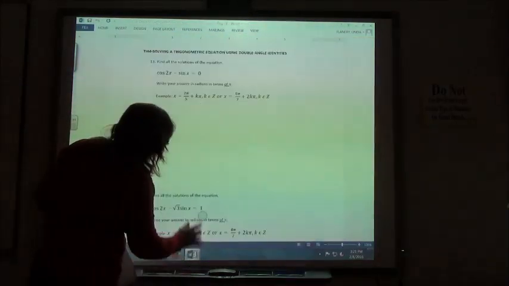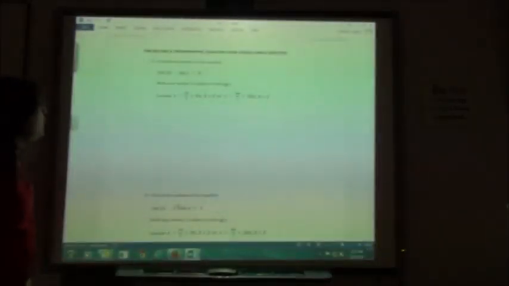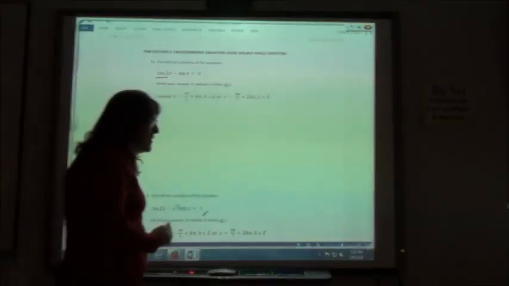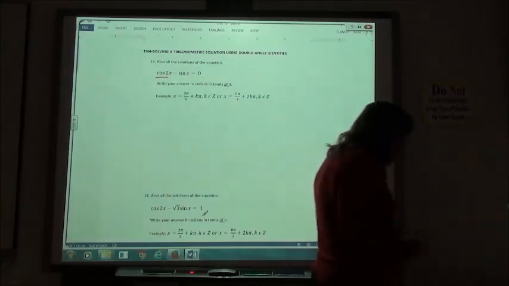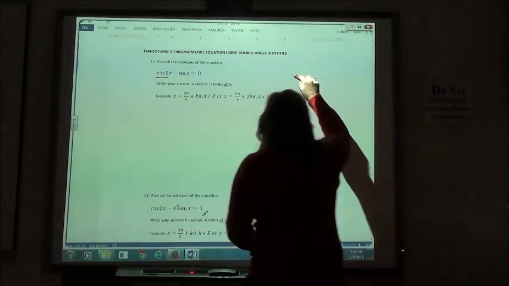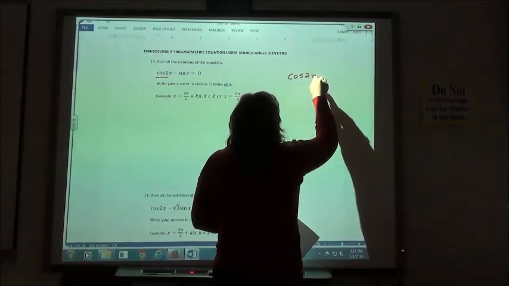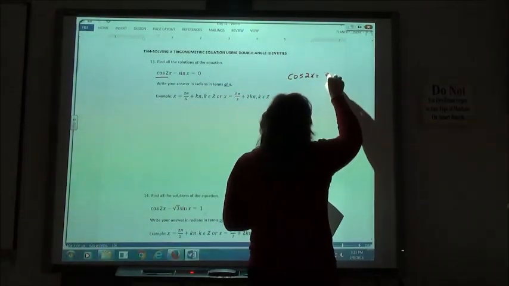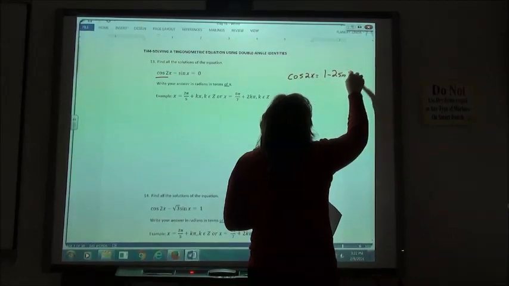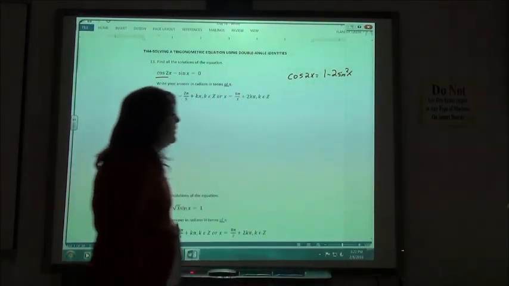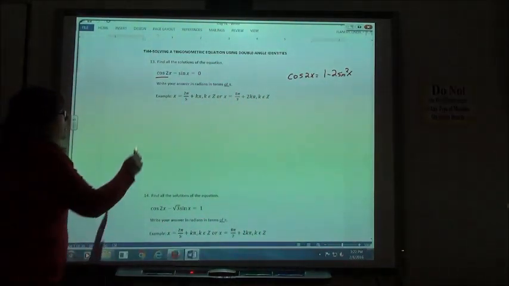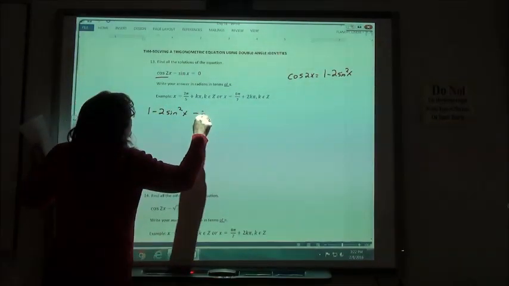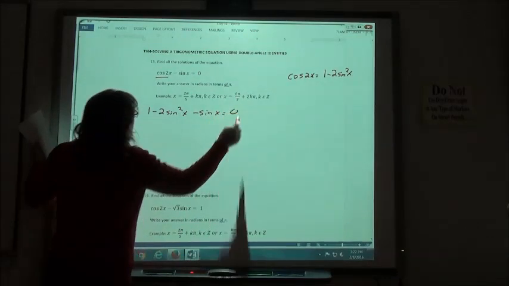Hopping back over here then. We have the cosine of 2x minus the sine of x, and so we want to substitute in for the cosine of 2x. And so on my cosine of 2x, since this is in terms of sine, I probably want to use the one with 1 minus 2 sine squared of x. So I'm going to use 1 minus 2 sine squared of x minus the sine of x equals 0.